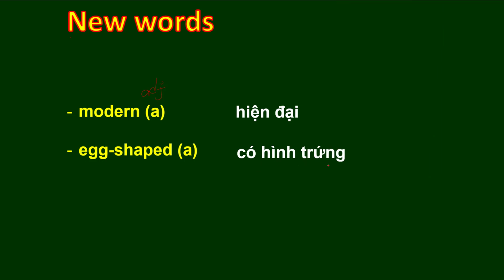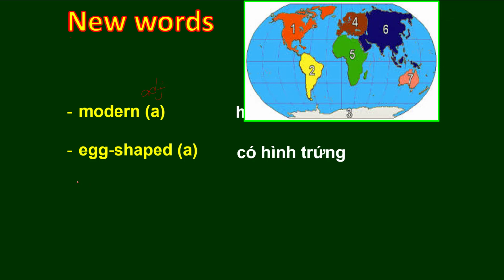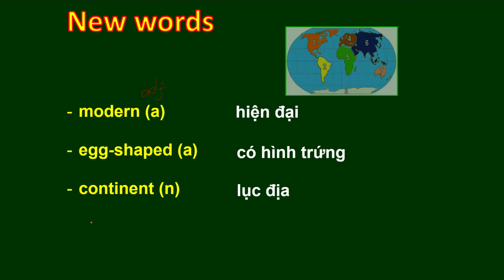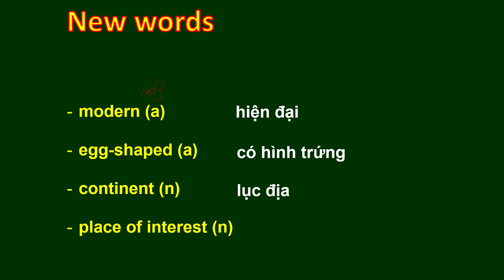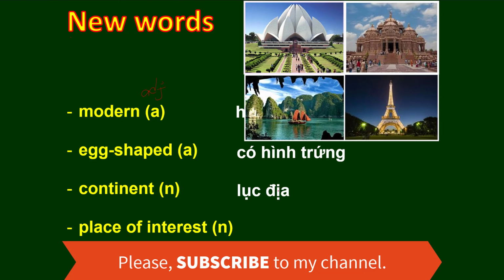And next one, continent. Continent. Place of interest. Place of interest is a kind of noun. These are places of interest. They are interesting places and they are very attractive to tourists. Okay?